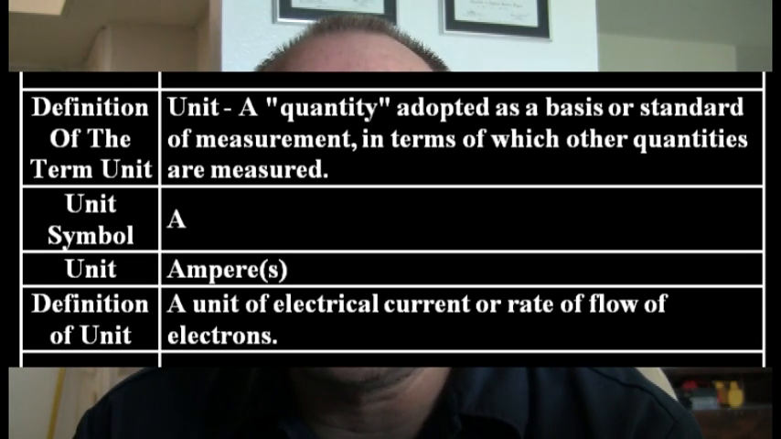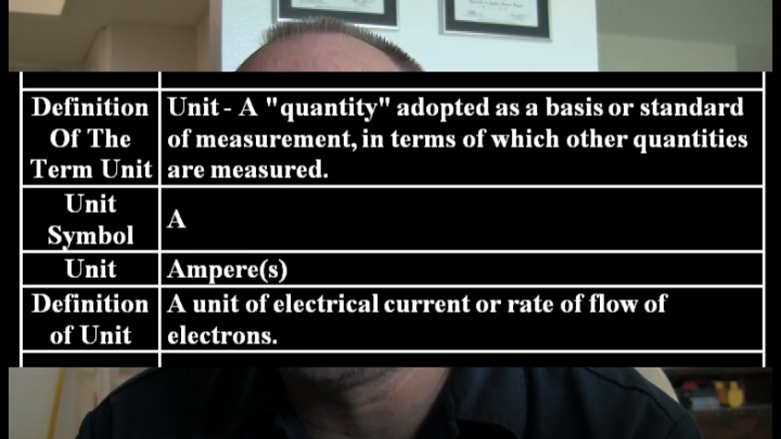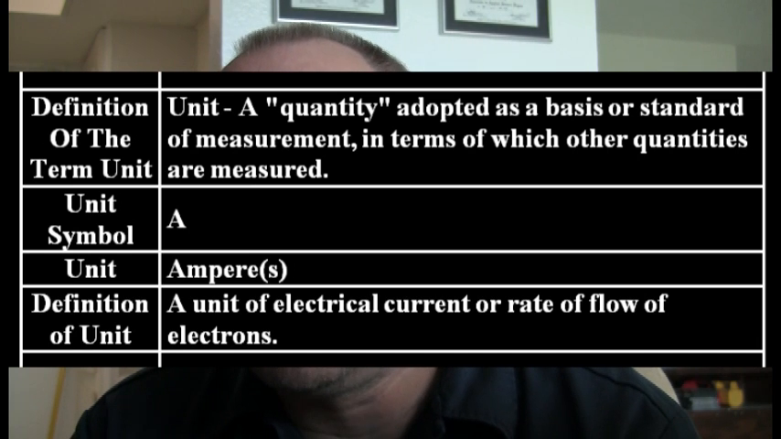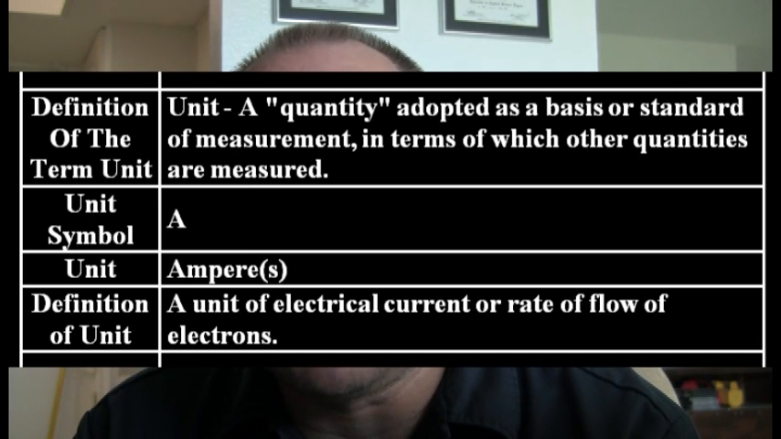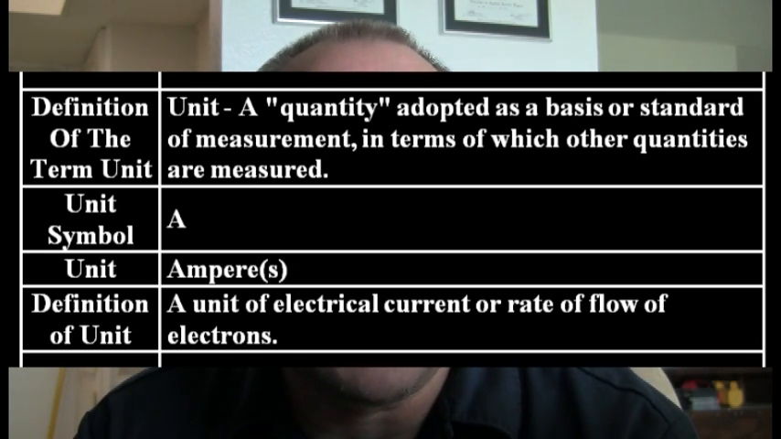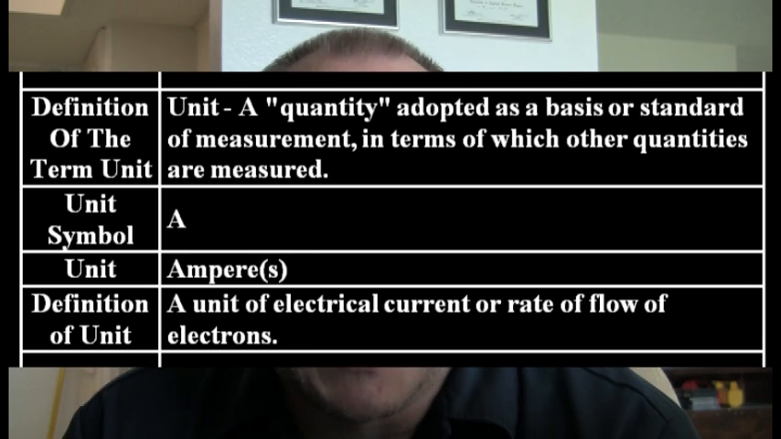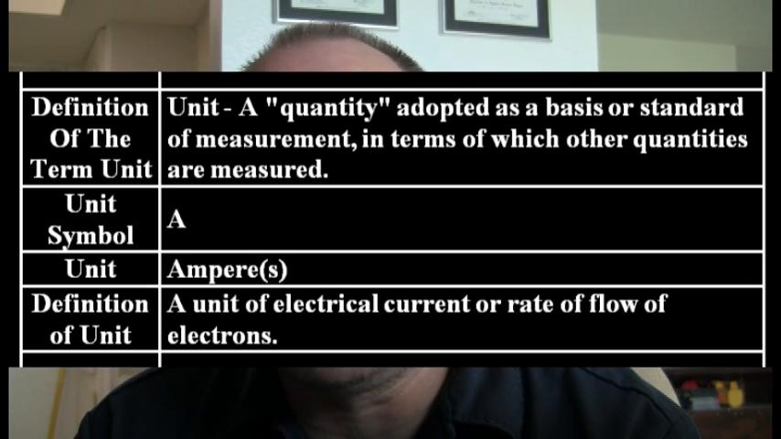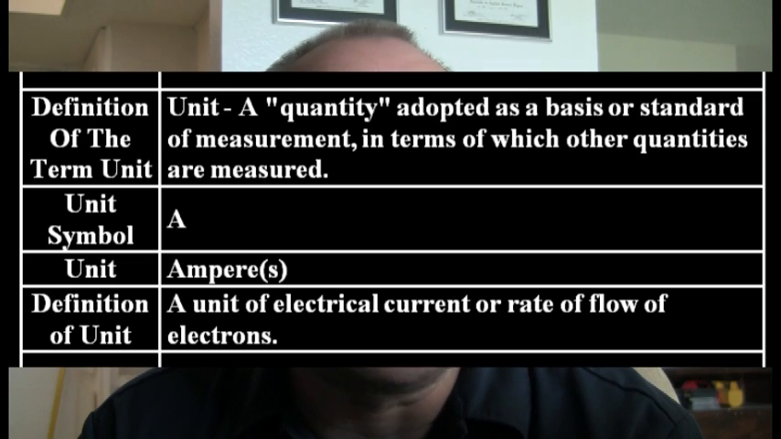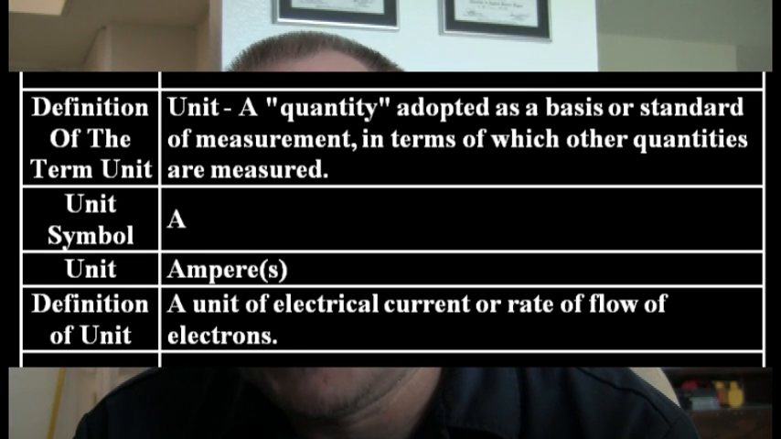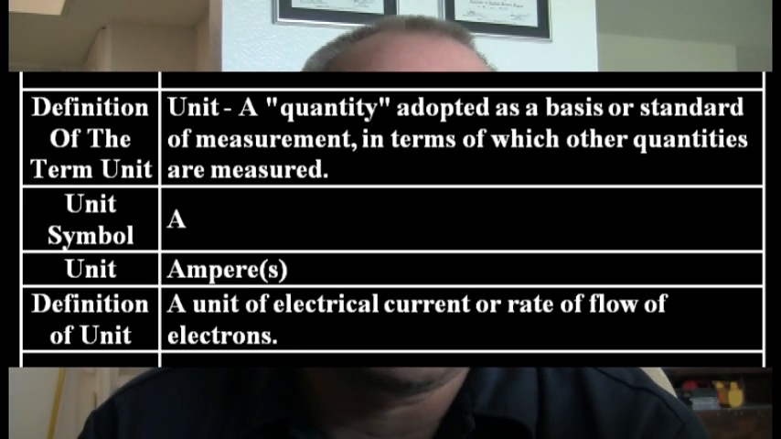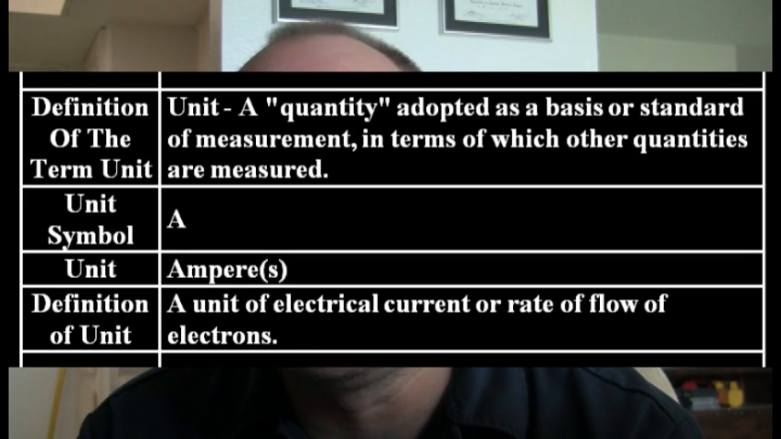Again, a unit is a quantity adopted as a basis or standard of measurement in terms of which other quantities are measured. So you're just taking a quantity, it's also a quantity, just like I as a quantity, ampere is a quantity, but it's been adopted as a basis or standard of measurement. So that's how it becomes a unit. It goes from being a quantity to a unit when you do that. So the unit symbol would be a capital A. The unit, of course, is ampere. If you have more than 1 ampere, it would be amperes.